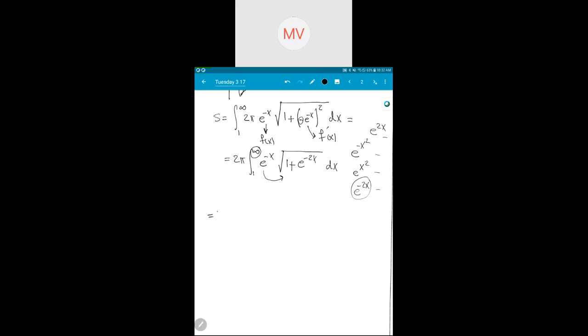Let me write down the integration one more time. So it's 1 to infinity, e to the negative x, and then the square root of 1 plus, and let me help you with this, e to the negative x squared, basically. I'm going to write it like that, and you know what you should let u be. So what do you let u be? Square root and everything in it. So, I mean, let this whole thing be u.